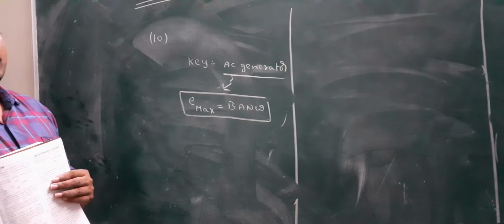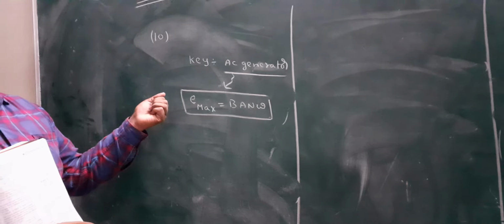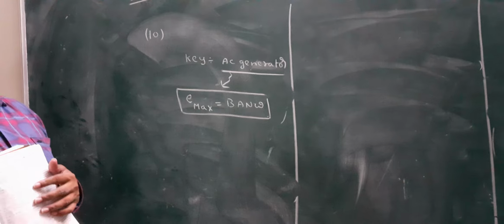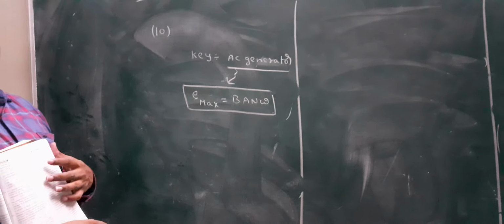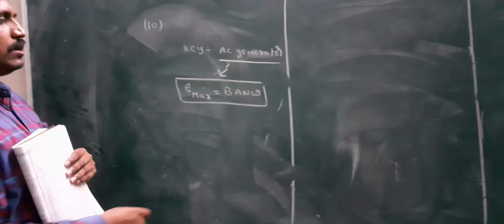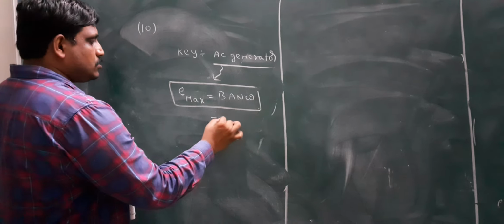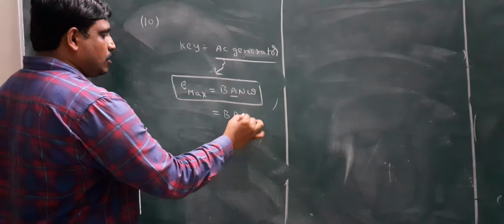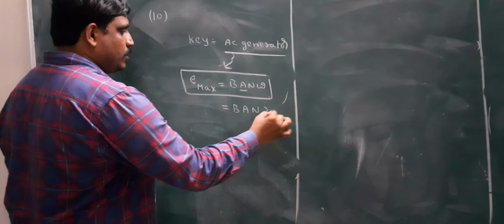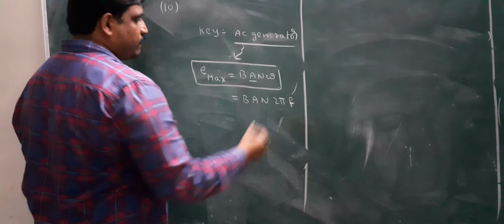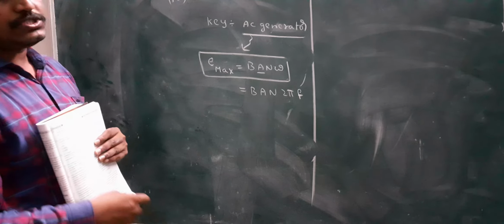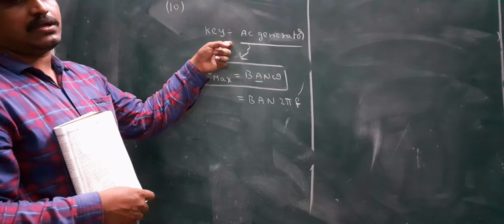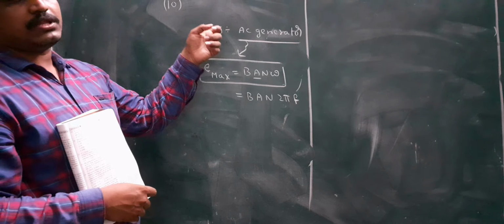Once again I repeat. Keyword in the problem: AC generator. What is the formula for maximum EMF developed in the coil? BAN omega. Here B is the magnetic field, A means area of the coil, N is the number of turns, and omega formula is 2 pi f. Substitute all values here. This concept is explained in the next week. Please remember the formula.